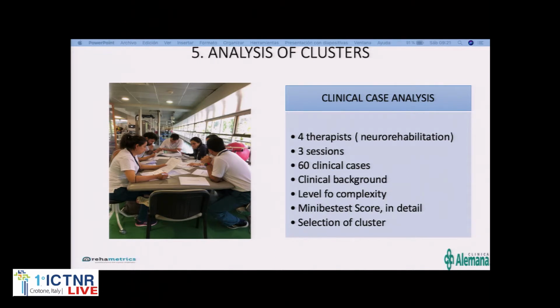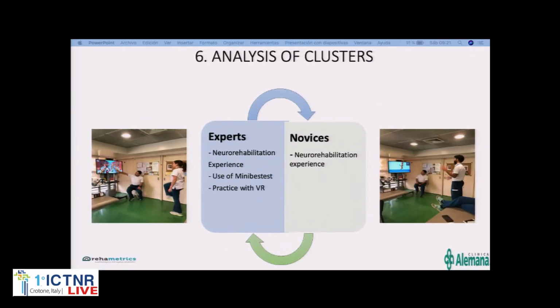The total number of therapists who participated in this study initially was 4. 60 clinical cases were designed, in which each therapist should relate the clinical results with a cluster of exercises according to the Mini-BESTest score. Before analyzing the degree of agreement between therapists, we divided them into experts and novices, according to years of experience, use of this functional scale, and previous knowledge of the software.